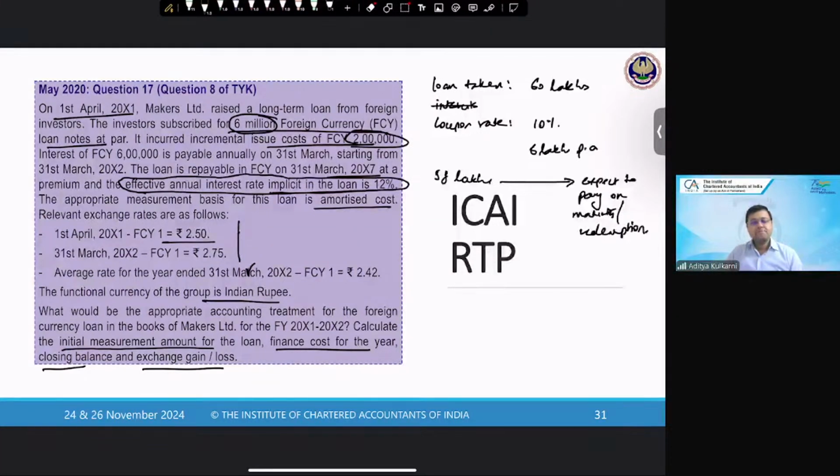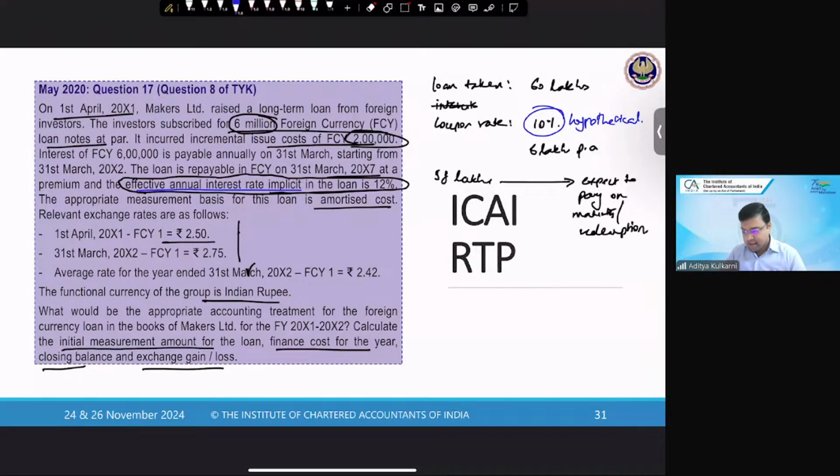Okay? Yes or no? Sir, is this interest rate 10% or is this 12%? This is hypothetical. I told you this is hypothetical. Assumed. Okay. Interest rate is 12%. But that is which interest rate? That is the effective annual interest rate implicit in the loan. Look at the words. When you do your financial instruments chapter, you will understand better.